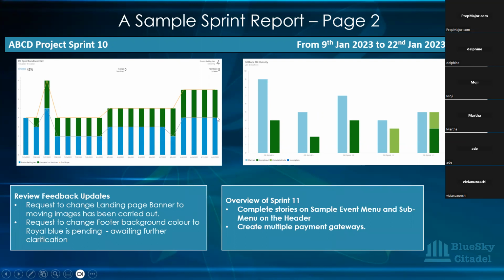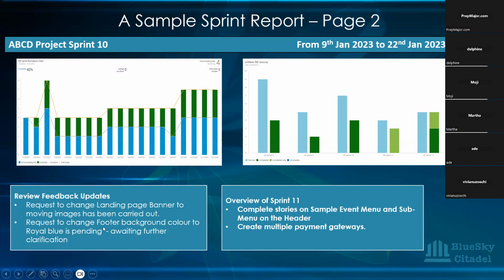And then this is the review feedback update that I was talking about. So if at the previous feedback meeting, there was some feedback given that some adjustments were needed, this is where you give the feedback. Okay, so over here you can see request to change landing page banner to moving images has been carried out. So the PO was able to say, oh, I don't want a static landing page banner. I want a moving one with maybe different images, and they've been able to say, oh, we've carried that out, just as you said.